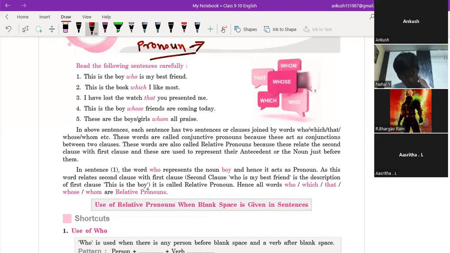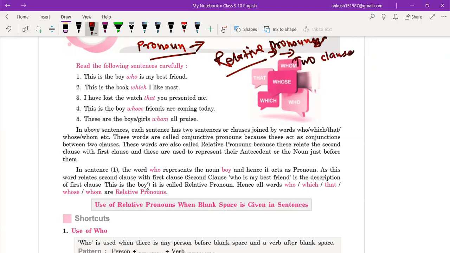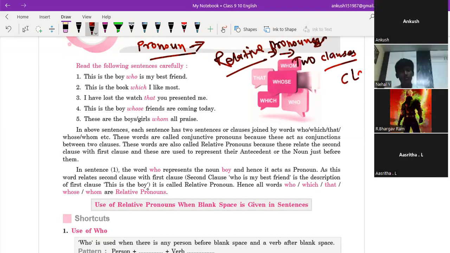Okay. But as far as we are concerned, relative pronouns are actually related to what? They are the conjunctions between two or more than two clauses. Now there is another question. What is clause?